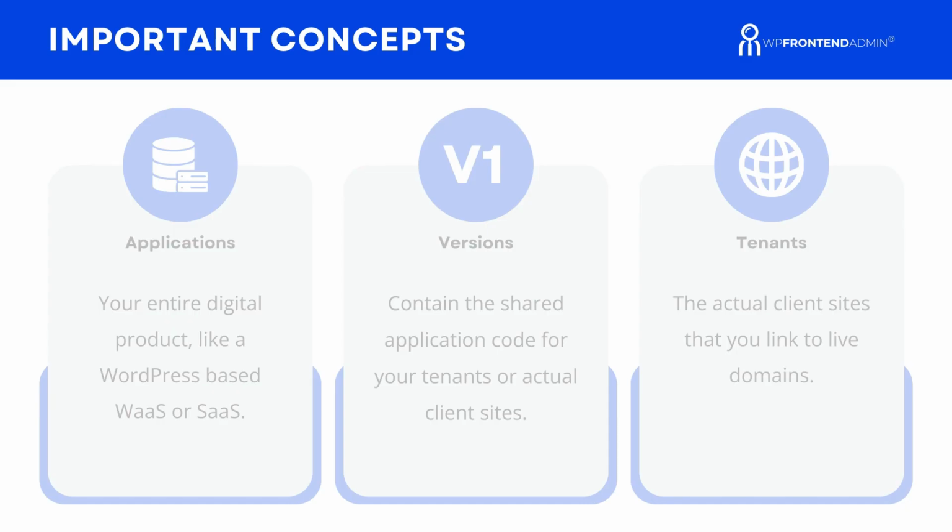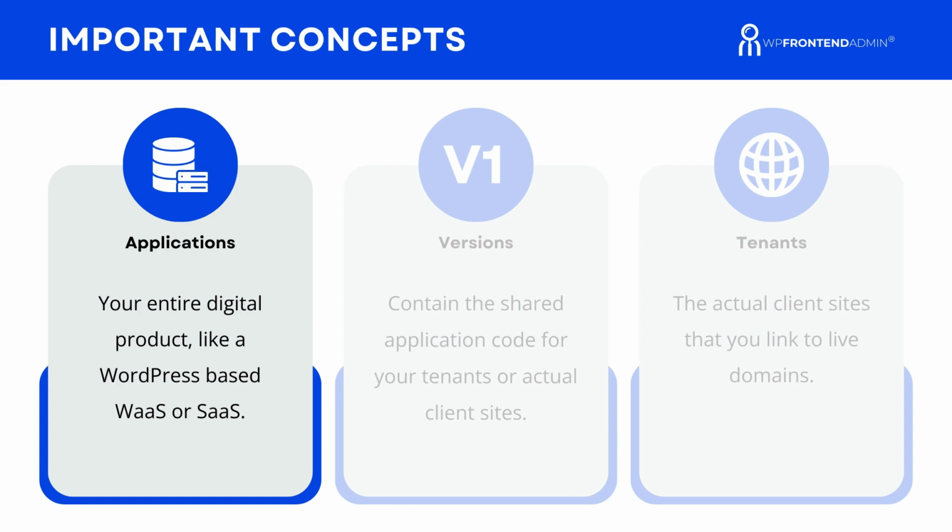To understand the Wildcloud ecosystem, there are at least 3 key concepts you need to grasp. First, applications. On Wildcloud, an application is your entire digital product, like a WordPress-based SaaS. It contains all the elements of the platform, like versions, tenants, sites, snapshots, and backups. An application is the base on which you will build your platform.